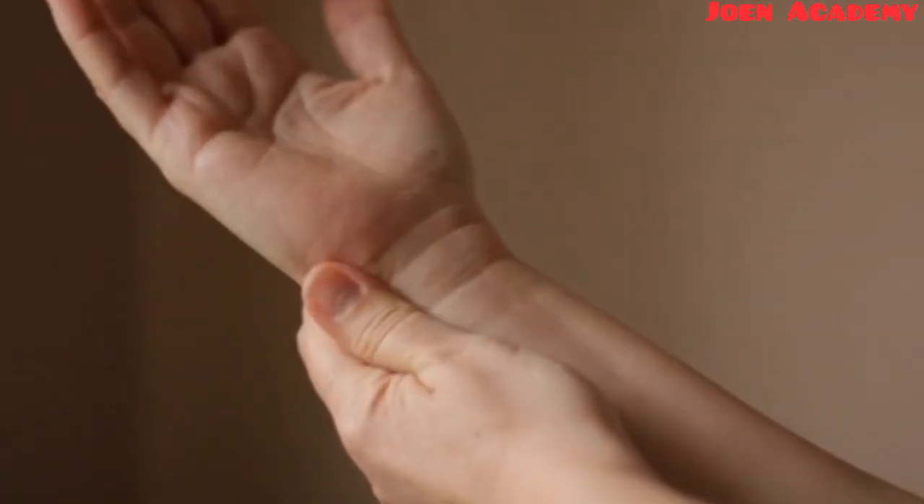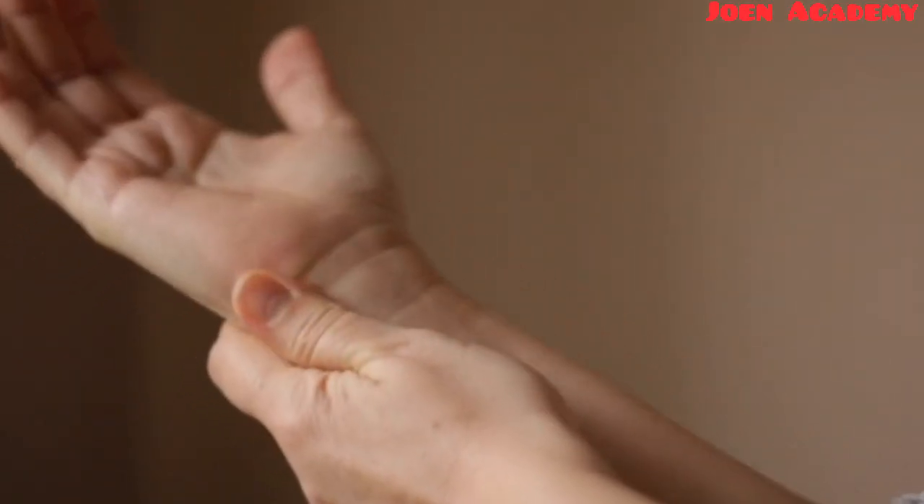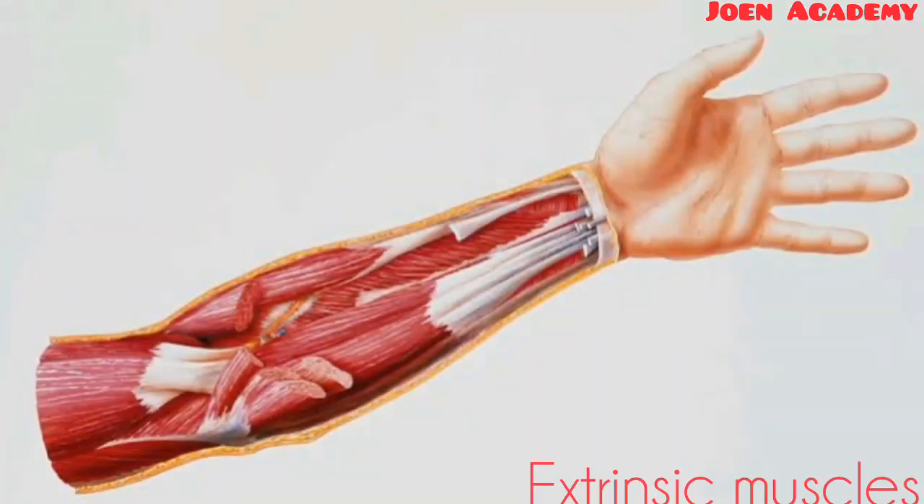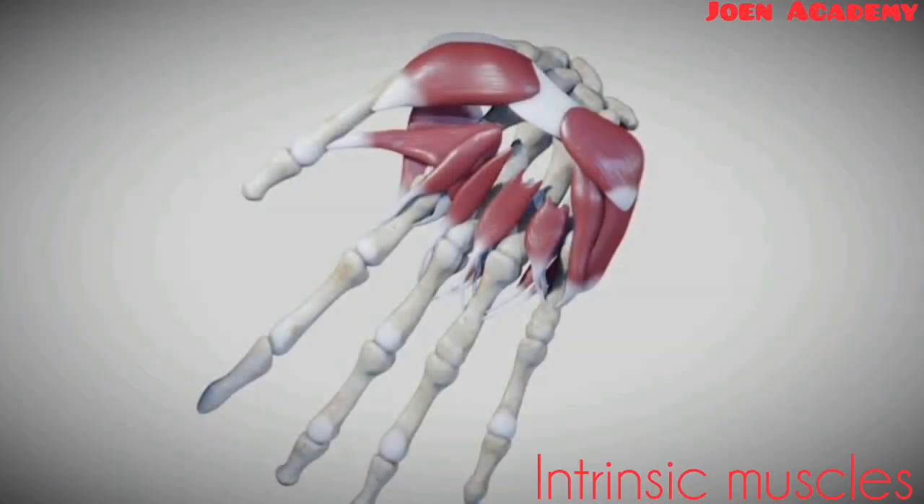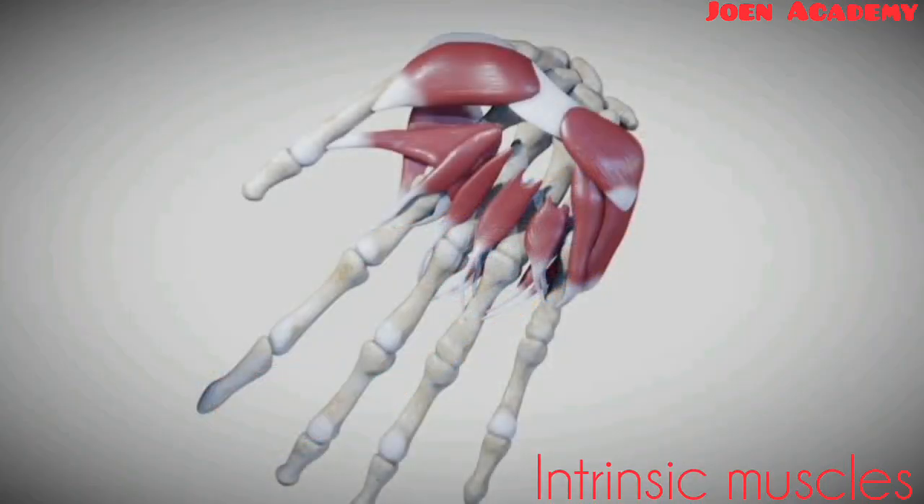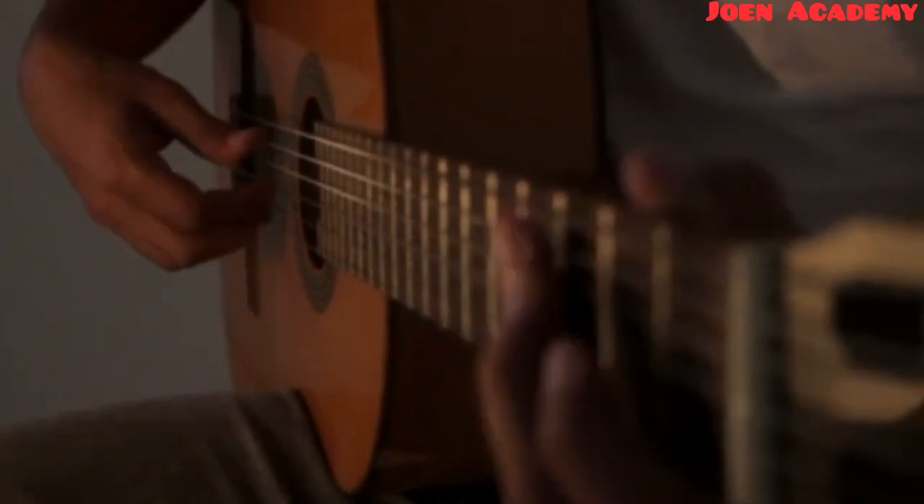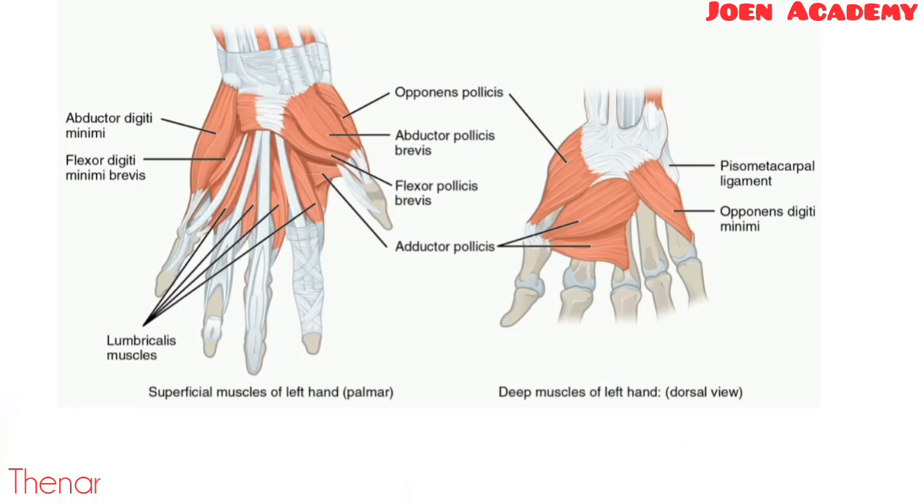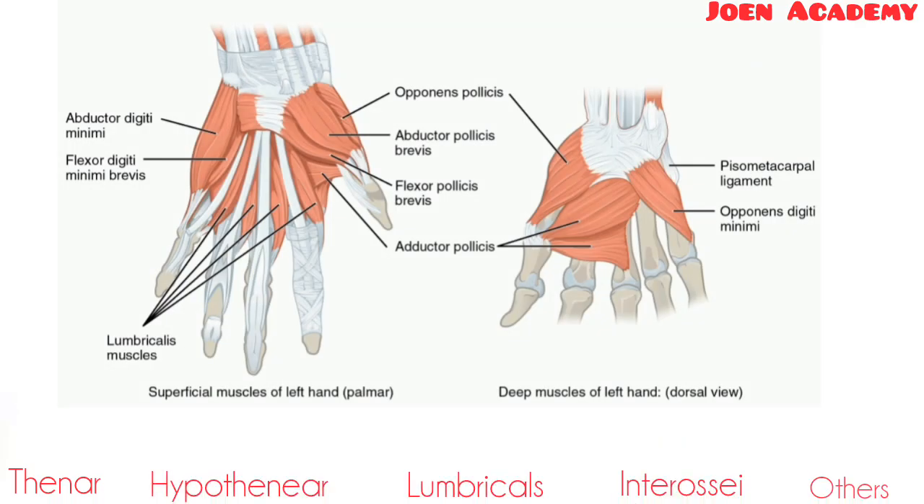The muscles that act on the hand can be divided into two groups, the extrinsic muscles and the intrinsic muscles. The extrinsic muscles are located in the anterior and posterior compartments of the forearm. They control crude movements and produce a forceful grip. The intrinsic muscles are located within the hand itself. They are responsible for the fine motor functions of the hand. They include the thenar muscles, hypothenar muscles, the lumbricals, the interossei, and other muscles.